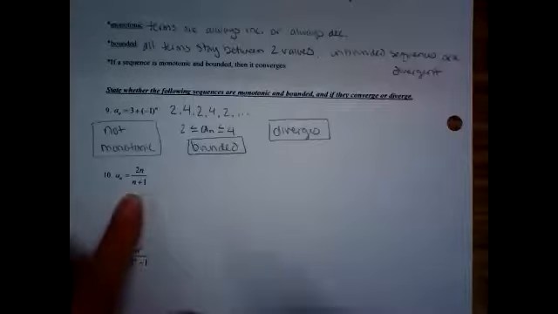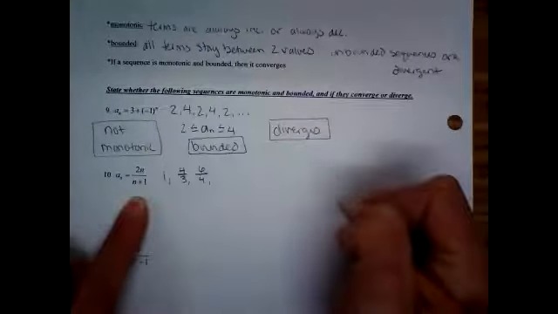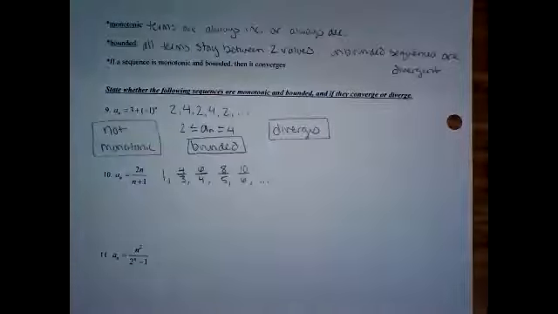All right, so let's list out a few of the terms for this one. If you plug in 1, you're going to get 1. If you plug in 2, you're going to get 4/3. If you plug in 3, you're going to get, what would that be, 6/4. If you plug in 4, you'll have 8/5. 5, you're going to have 10/6. That's probably good. You can always do more if you need to.